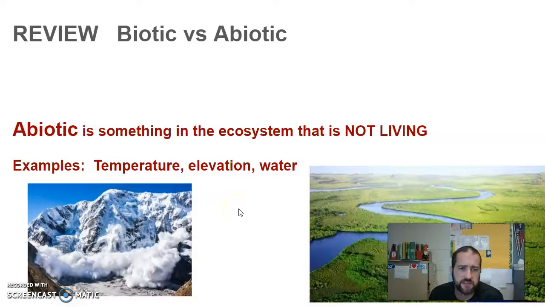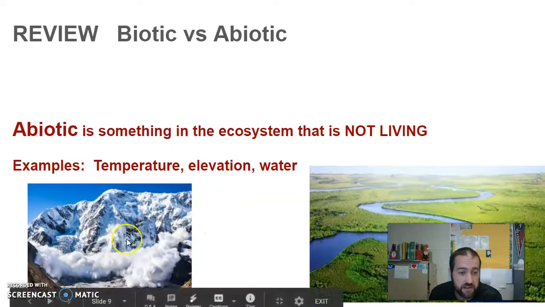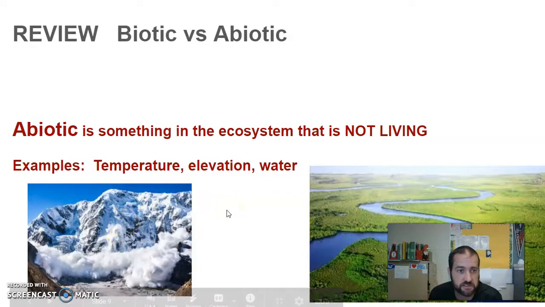Abiotic. So this is a factor in the ecosystem or environment that is not living. Temperature, elevation, water, an avalanche. I don't know why I thought of that today, but I did. And you know, if you're a person, that's an abiotic factor that could seriously impact you.